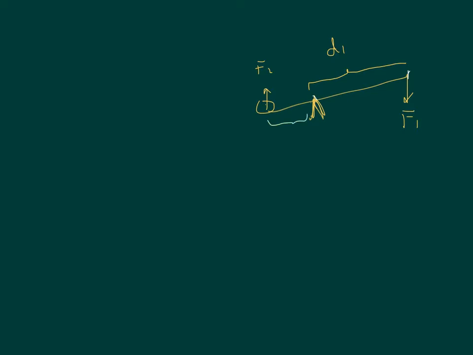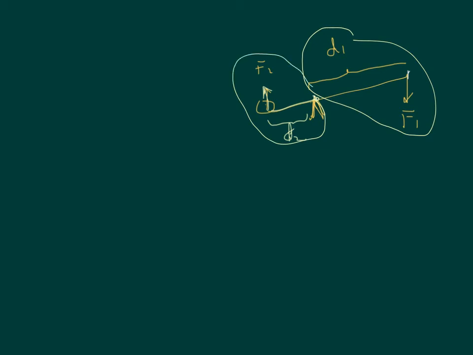This we will mark as D2, because we call this force 2. How do we measure distance D2? From the force F2 to what? The fulcrum. So everything is measured as a distance from the fulcrum. And the lever equation works this way: you multiply this distance times this force, and it's equal to this distance times this force.